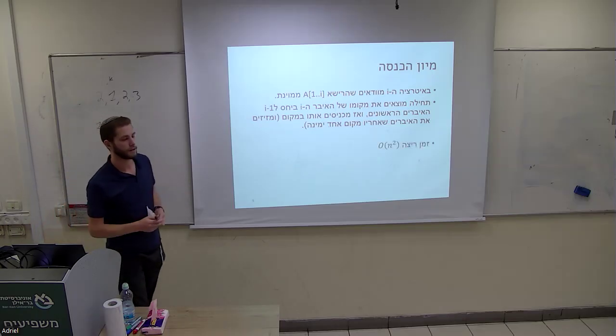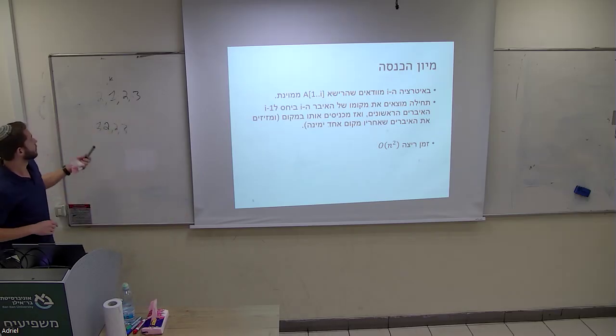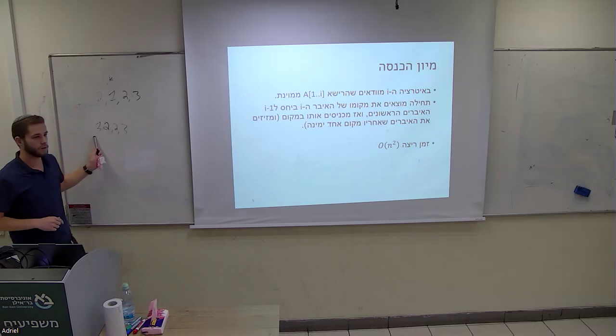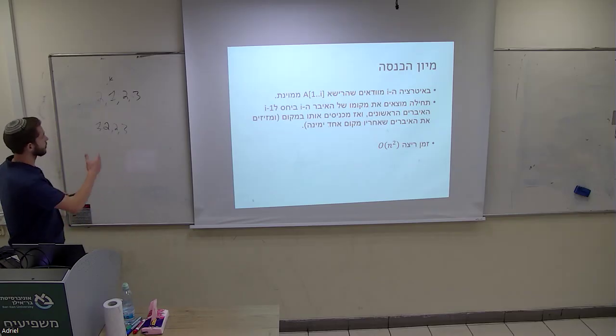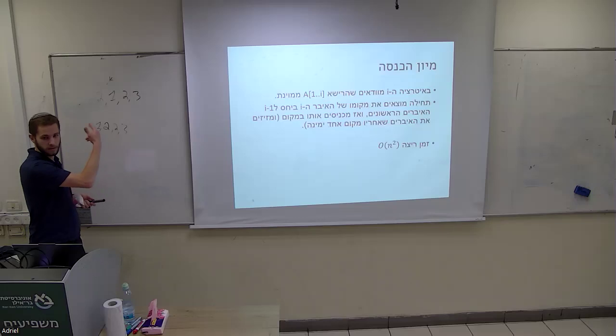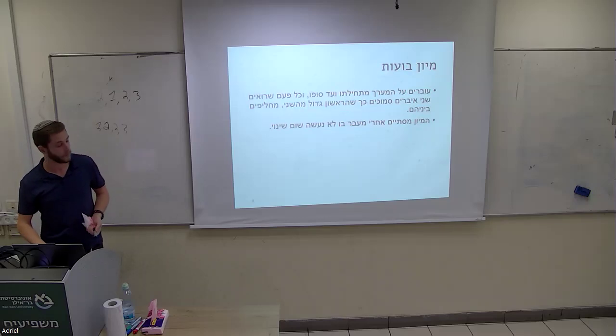Okay, and the runtime is O of n squared, because each time we have to check the whole prefix that we already have. So it would be 1, and then you have to check 2 operations, and 3 operations, 4, 5, until n, which we know is O of n squared.